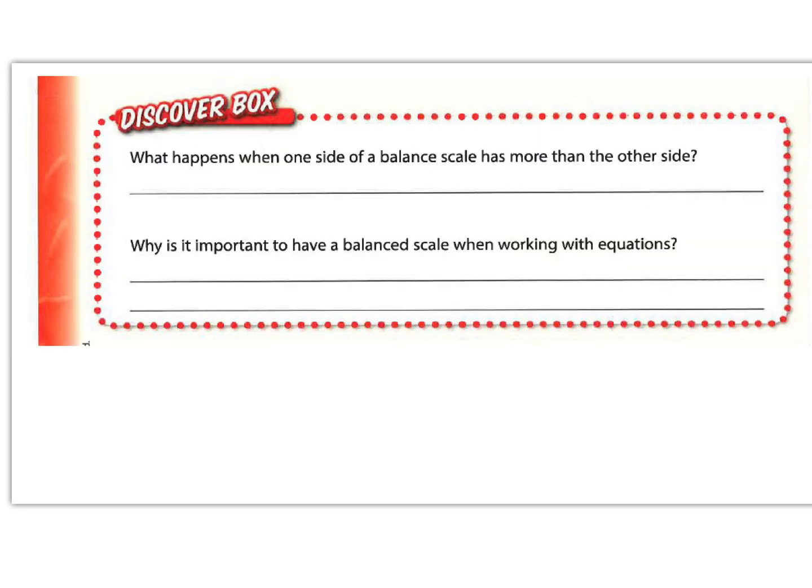So this says, what happens when one side of a balanced scale has more than the other side? Well, if it has more than the other side, it will be unbalanced. The scale will be unbalanced.